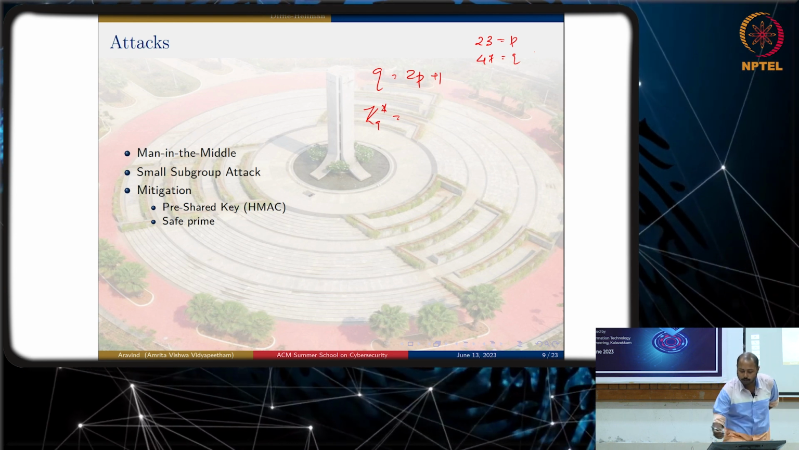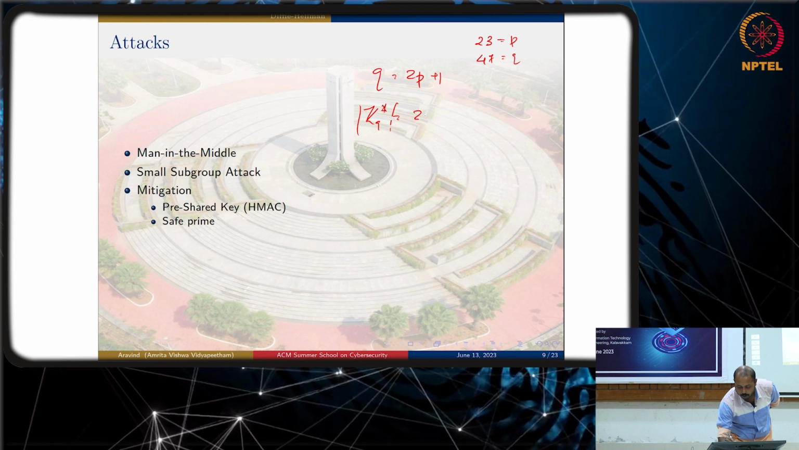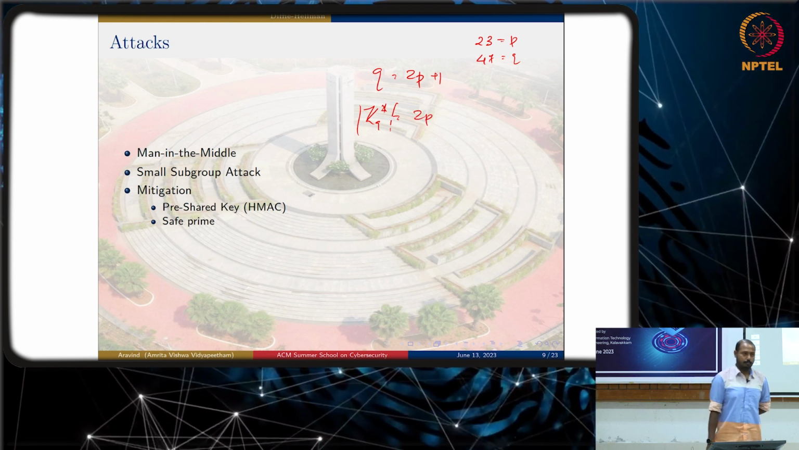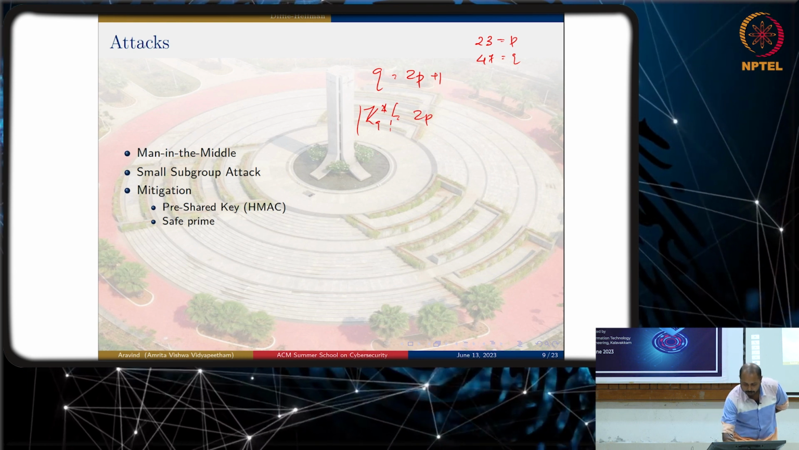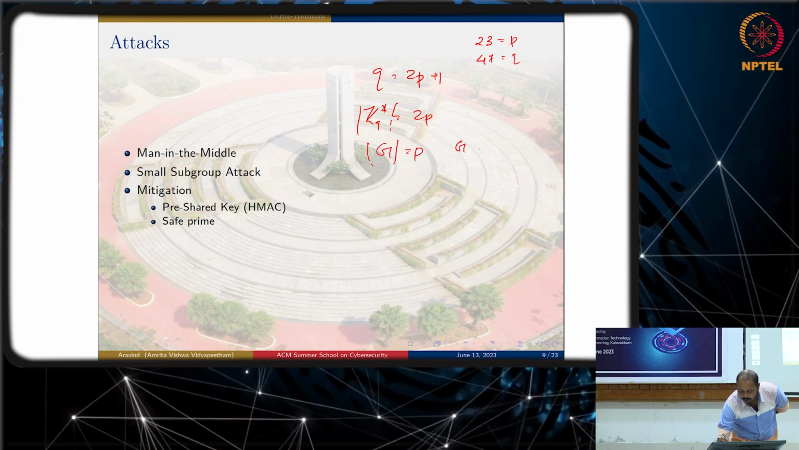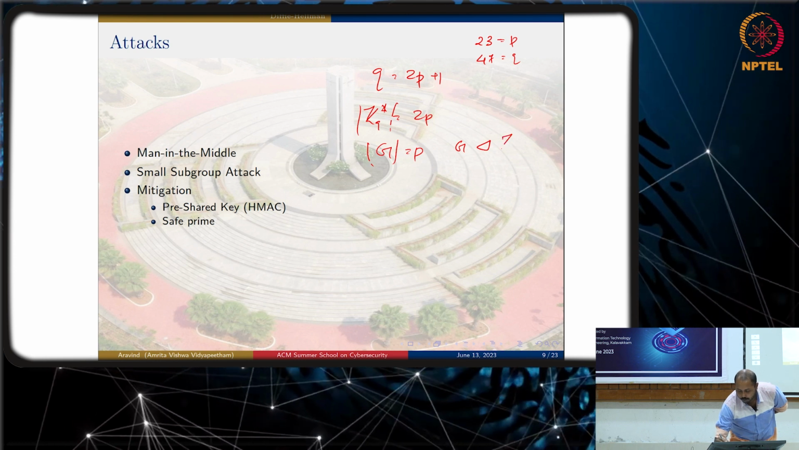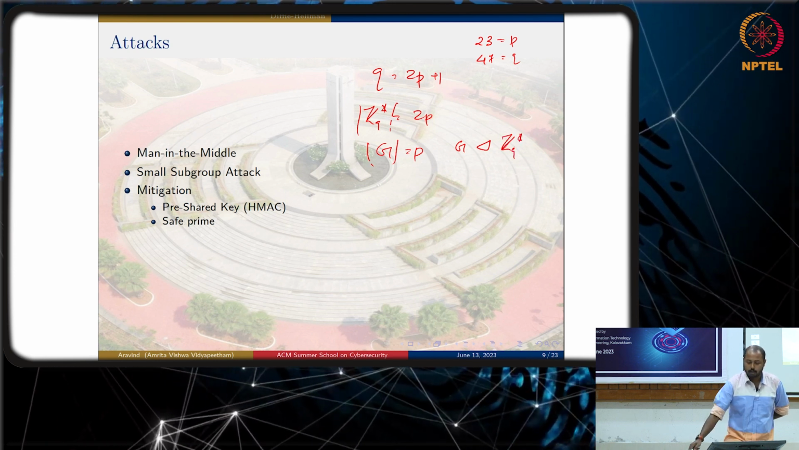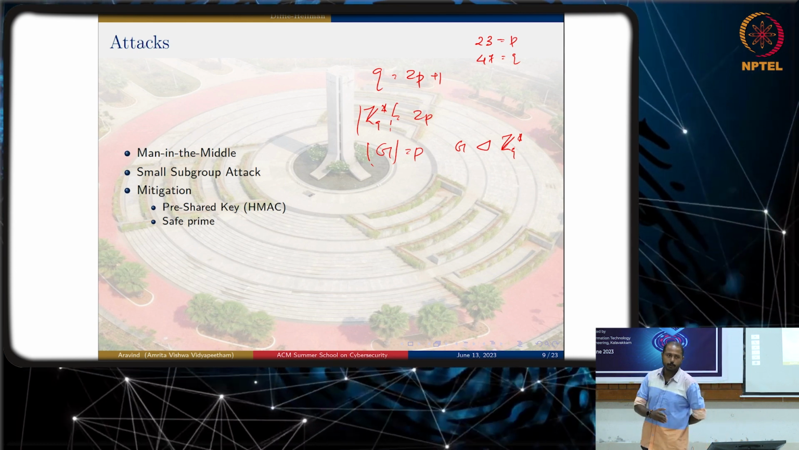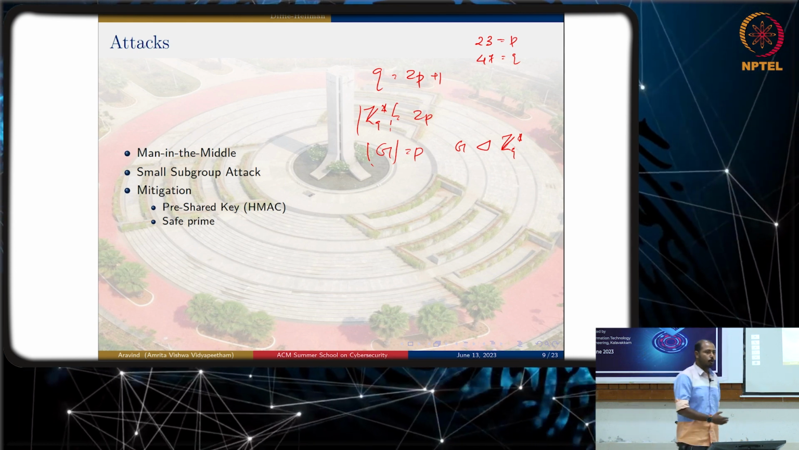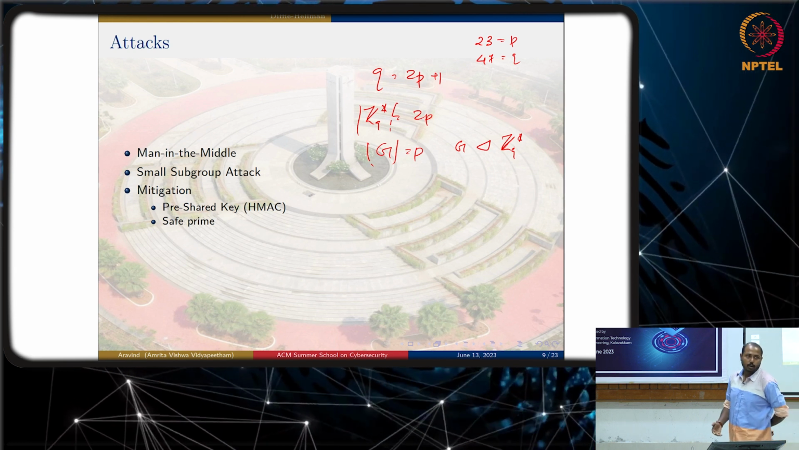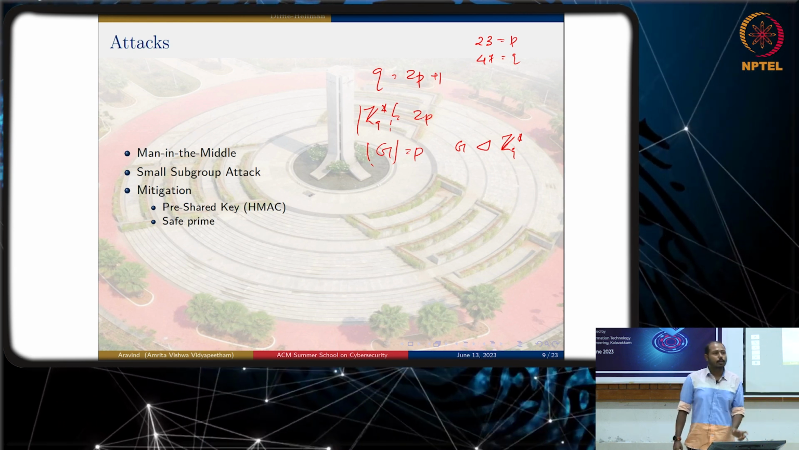So q minus 1 is actually 2p. So this has a subgroup of order p. So I am having a subgroup G of order p, where G is a subgroup of ZQ star. So I will be working on G modulo Q. I will not be working in ZQ star modulo Q as such, where there is a possibility of a subgroup attack. We will be working on this particular subgroup.